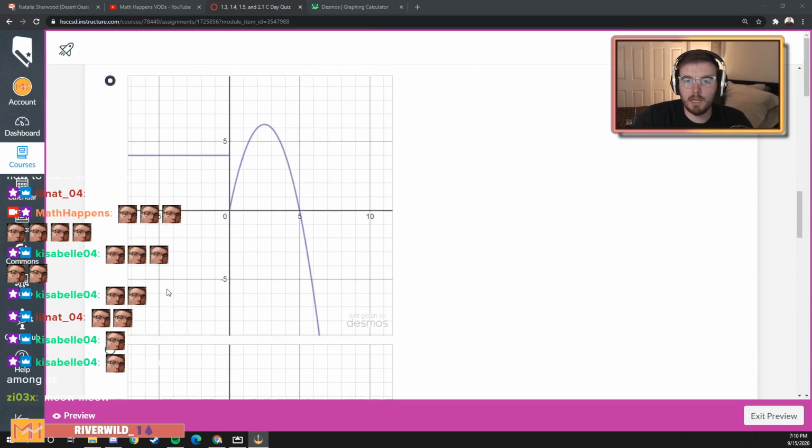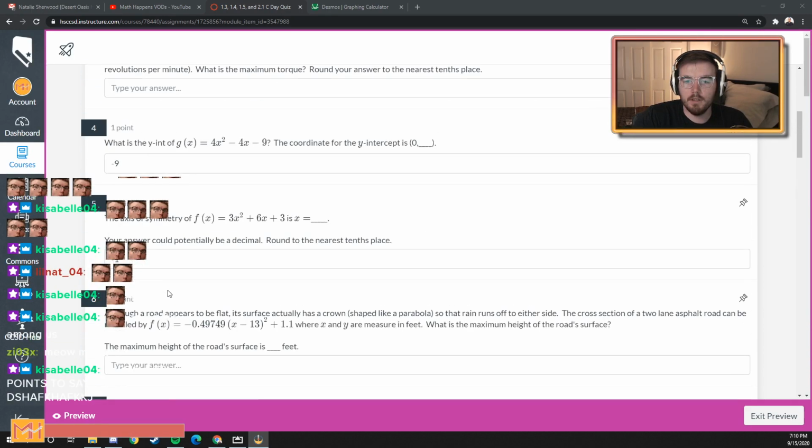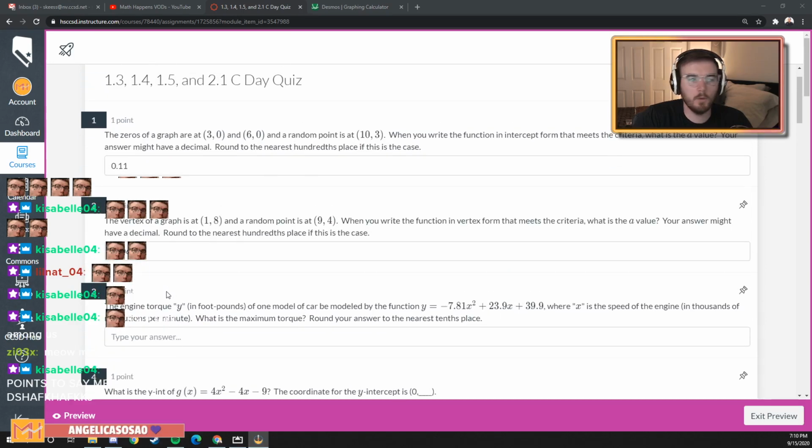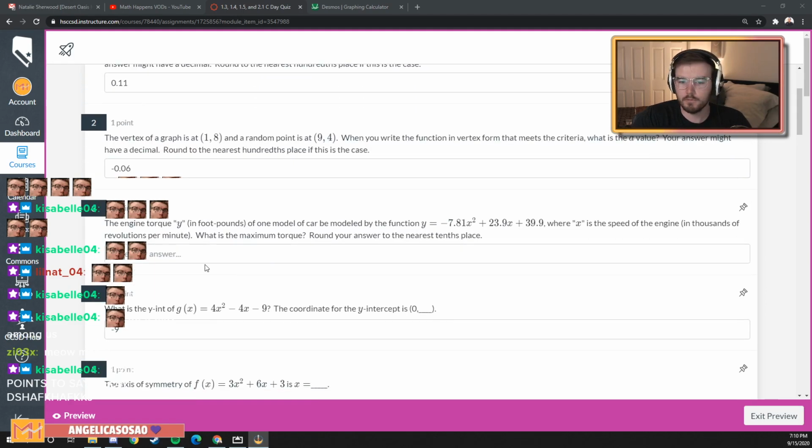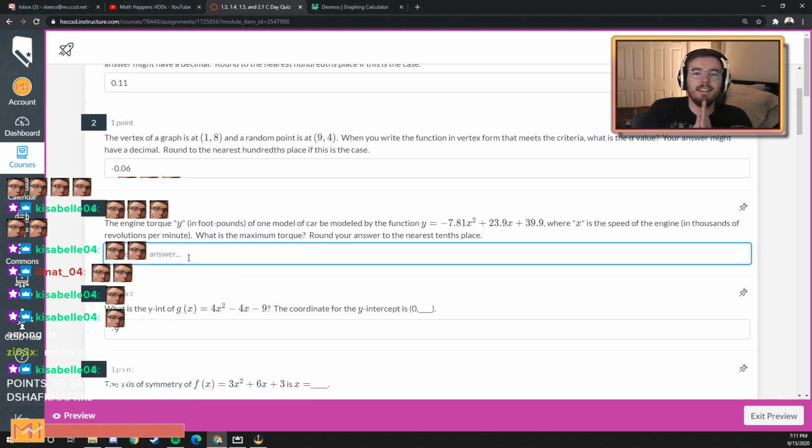So, we only have one problem left, right? The word problem. So, spoiler alert, there's only one word problem on the whole quiz. The engine torque Y in foot-pounds of one model car can be modeled by the function Y equals blah blah blah, where X is the speed of the engine in thousands of revolutions per minute, what is the maximum torque? Round your answer to the nearest tenths place.